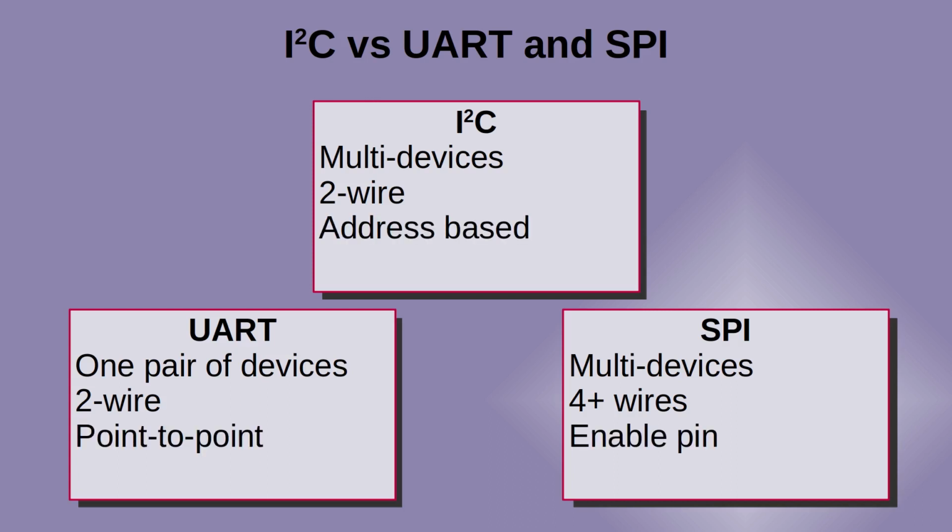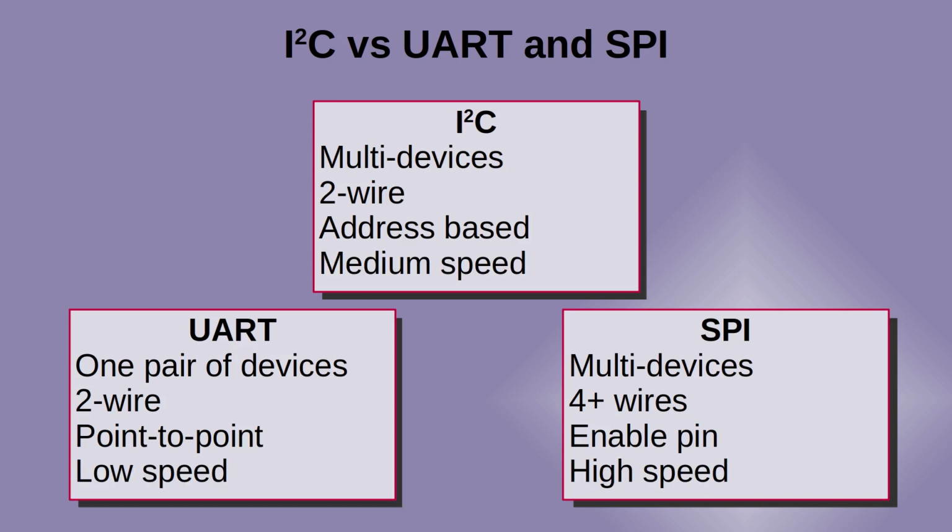The I2C protocol uses a unique address for each device. This has some pros and cons in terms of address conflicts, which will be explained later. The UART is a point-to-point connection, so that makes it simple in terms of which device to connect to. SPI uses an enable pin.